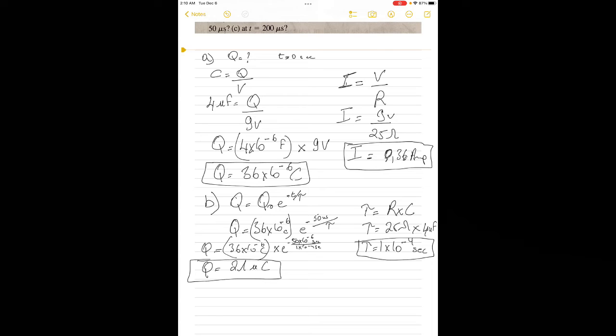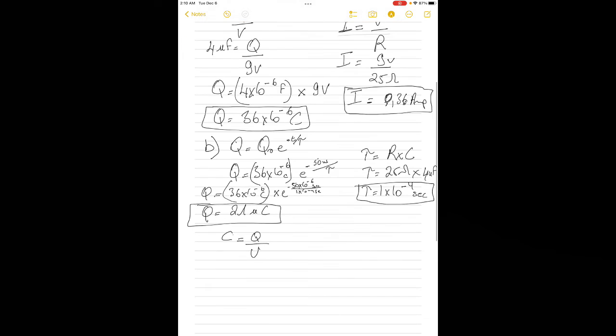And then we can use the capacitance is equal to charge divided by voltage. So the capacitance 4 microfarad is equal to the new charge divided by volt. So we can find this volt here. So the volt will be equal to 5.25 volts, and then we can use this one to find the amp.